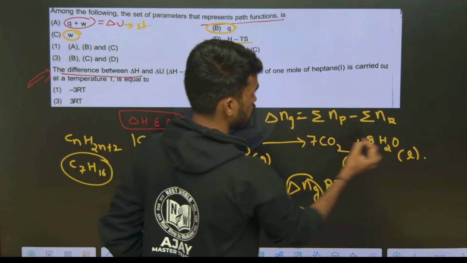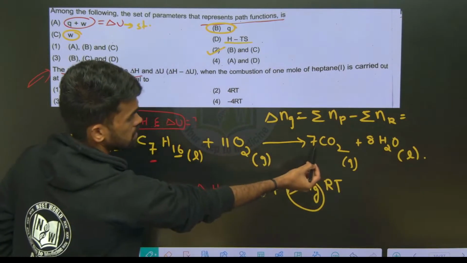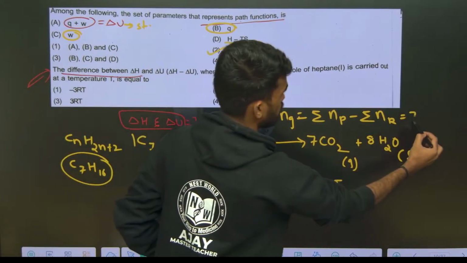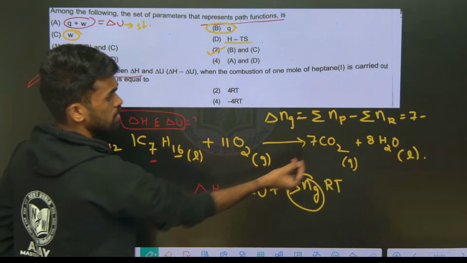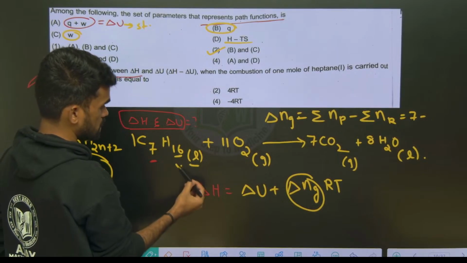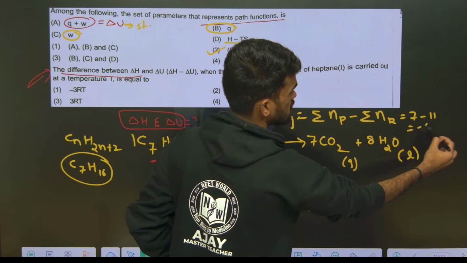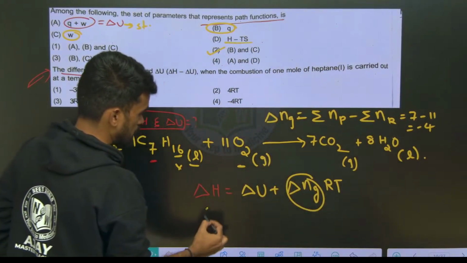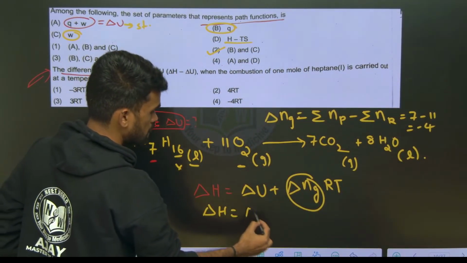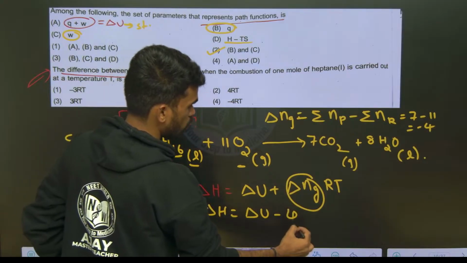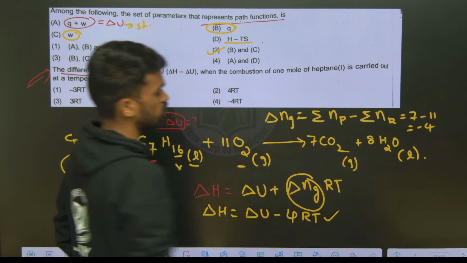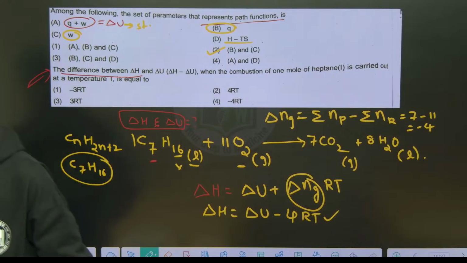Okay. So what is your answer for this? See here, 7 minus, here how many are there? 7, and this is liquid, don't consider this, this is gas. 7 minus 11. So how much will it be? Minus 4. That's it. So delta H equals delta U minus 4 RT should be your answer for this question. Hope this is clear, right?